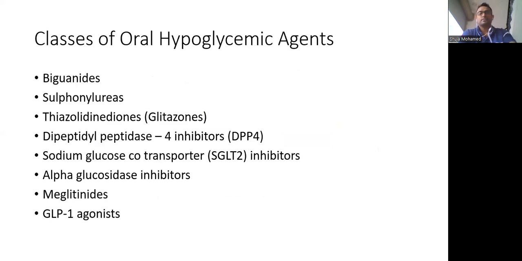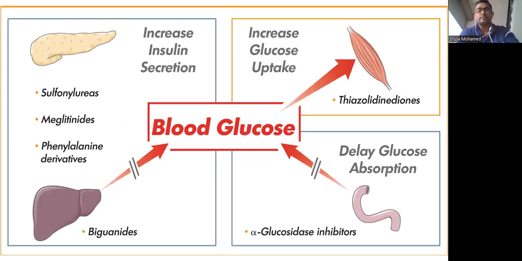So what are the types or classes of drugs? Biguanides, sulfonylureas, glitazones, DPP4, that is dipeptidyl peptidase 4 inhibitors, SGLT2 inhibitors, sodium glucose transport 2 inhibitors, alpha glucosidase inhibitors, and meglitinides. So we will look at them one by one.